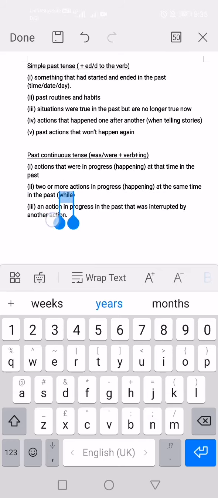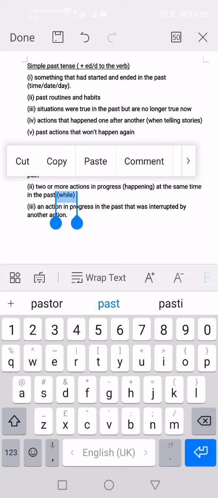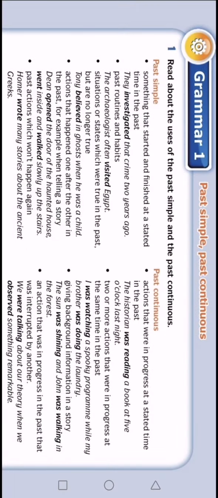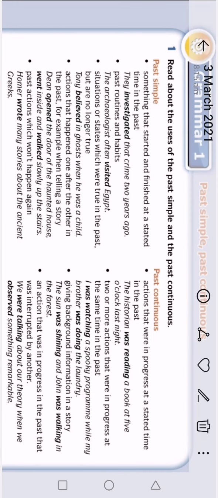How do you know? You will see this word while. This is the indicator. While is apabila. I don't know what it is in Chinese. So let's look at this. This should not be that difficult. I was watching a spooky program while my brother was doing the laundry. Meaning, when he was watching that ghost story, at the same time his brother was washing the dirty clothes. So 2 actions happening together at the same time. 2个动作同一个时候发生，2 action yang tengah berlaku pada masa yang sama.